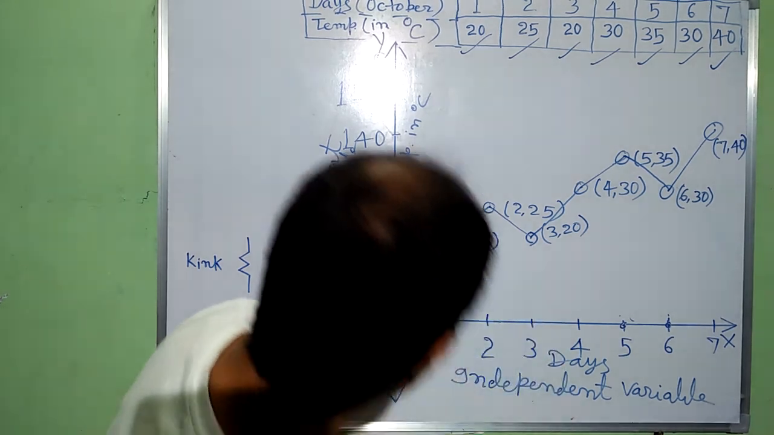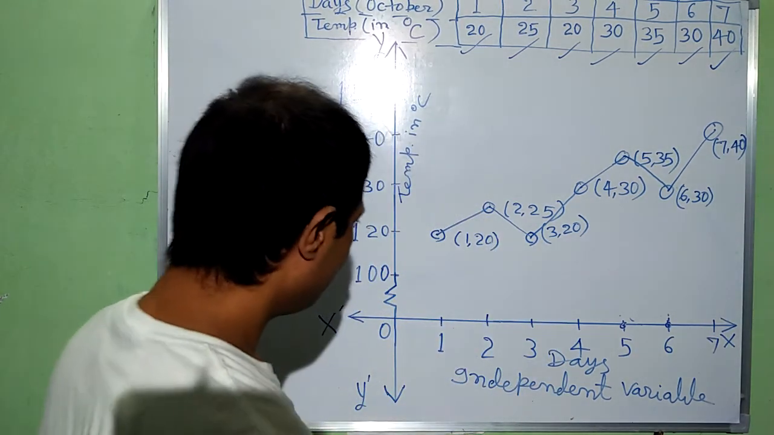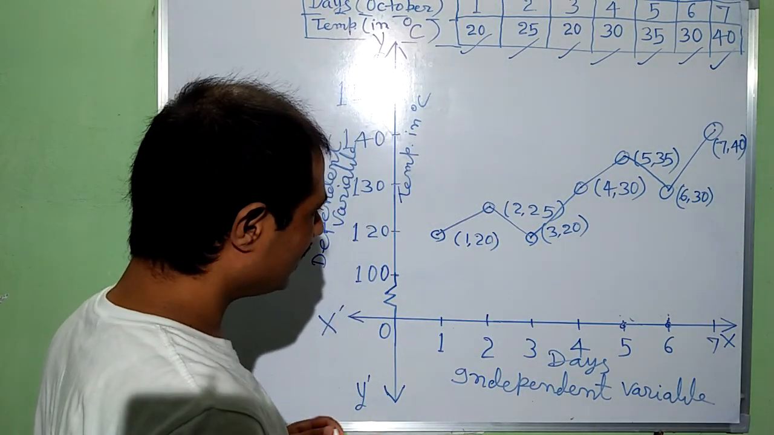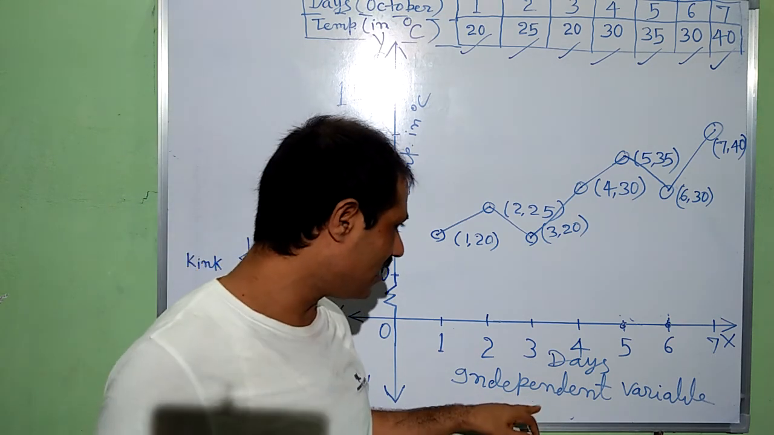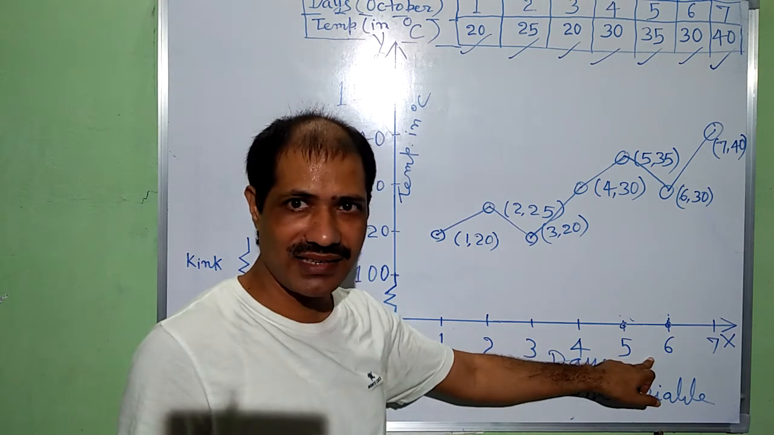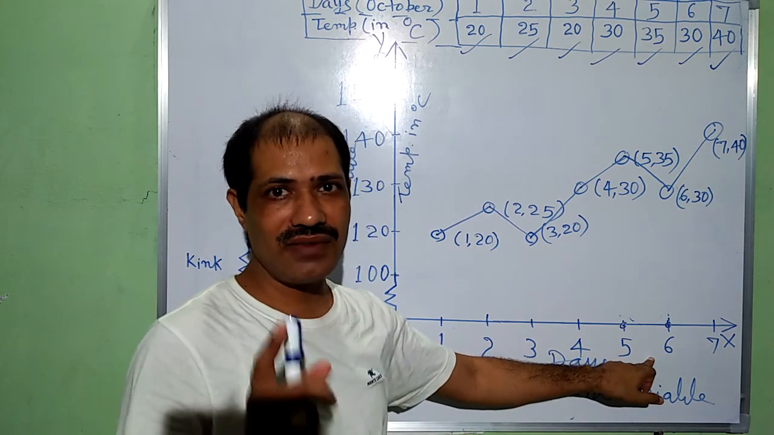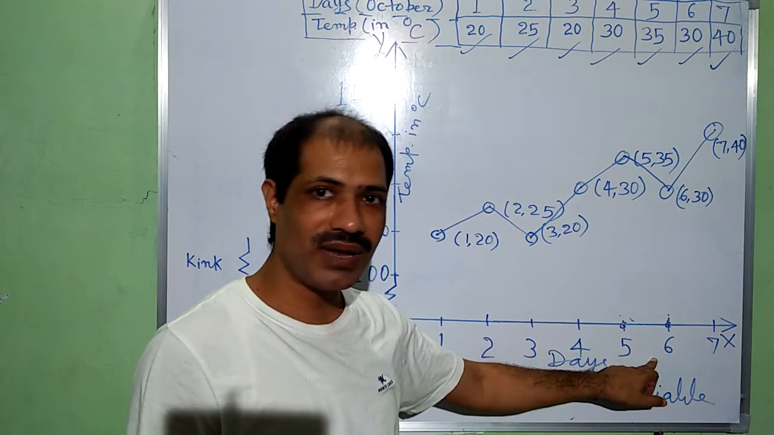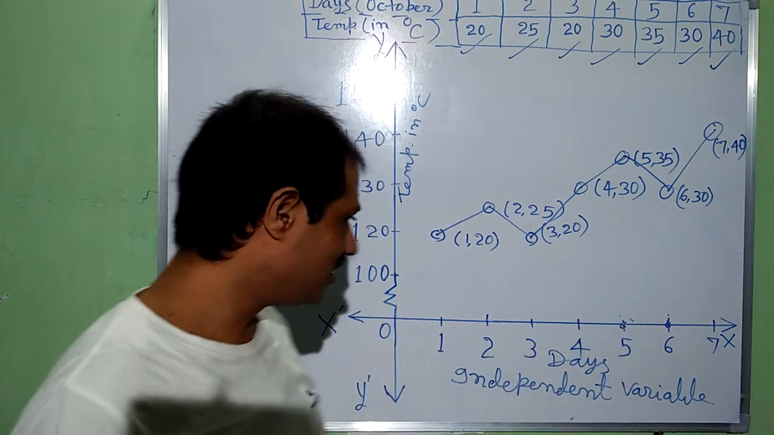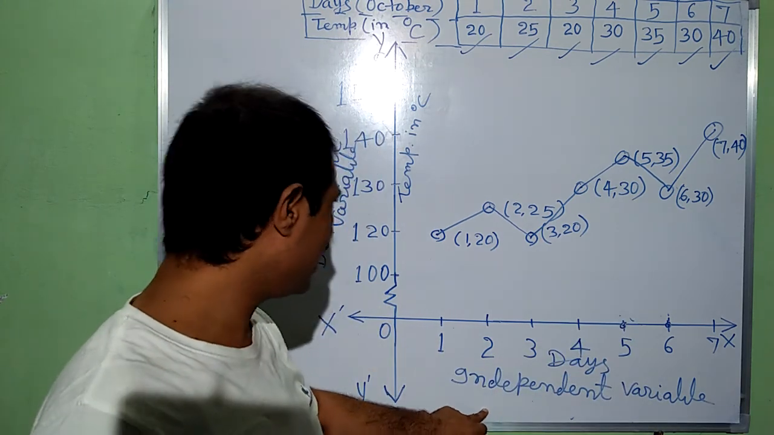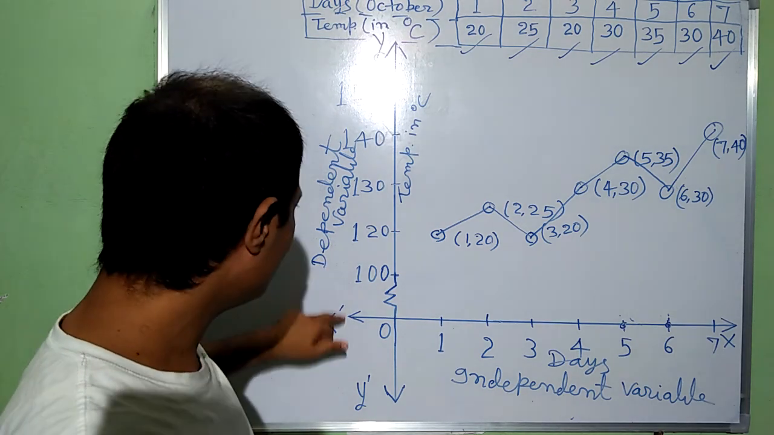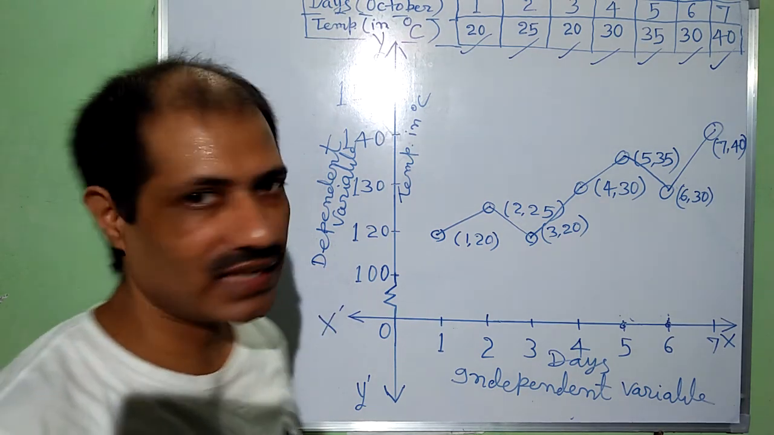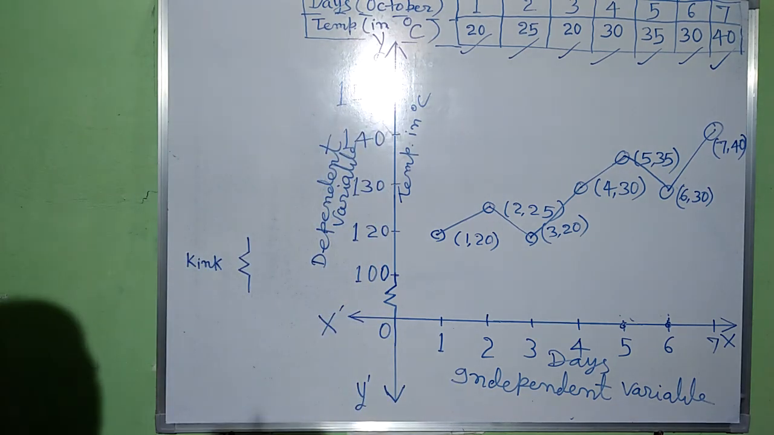This is the relation between days and temperature, and here are two variables. One is independent. The independent variable will be taken on the x-axis, whereas the other variable is called the dependent variable, which depends on this independent variable, and the dependent variable will be represented on this y-axis. That's all. Thank you very much for watching.